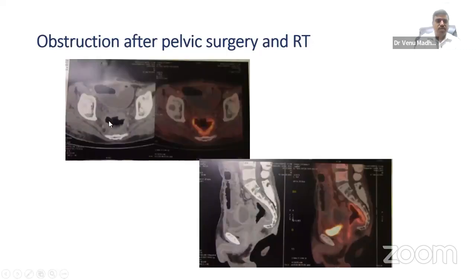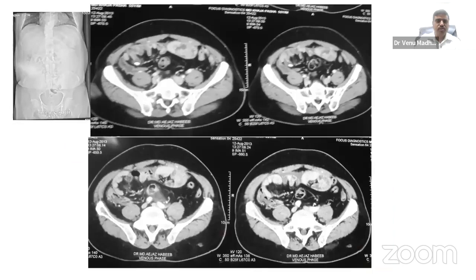After the pelvic surgery, these bowel loops are seen and loss of fat planes will make for a very difficult surgery. So CT scan will give an indication of the difficulty in surgery also.